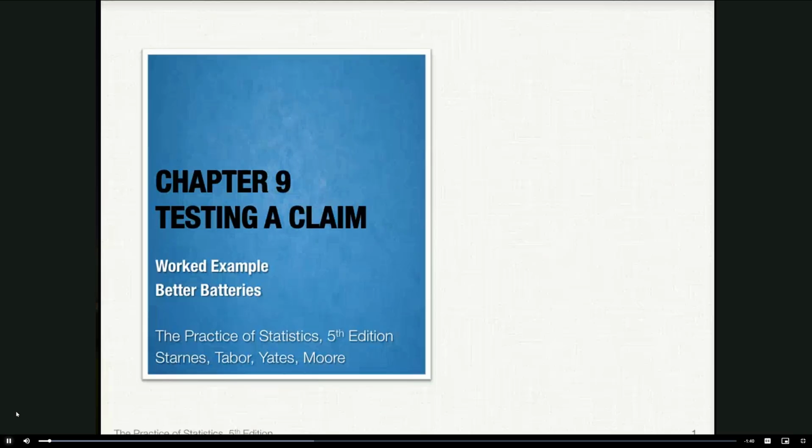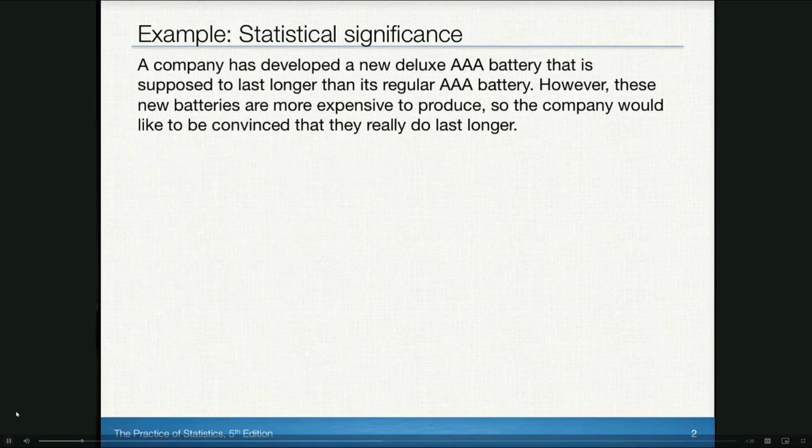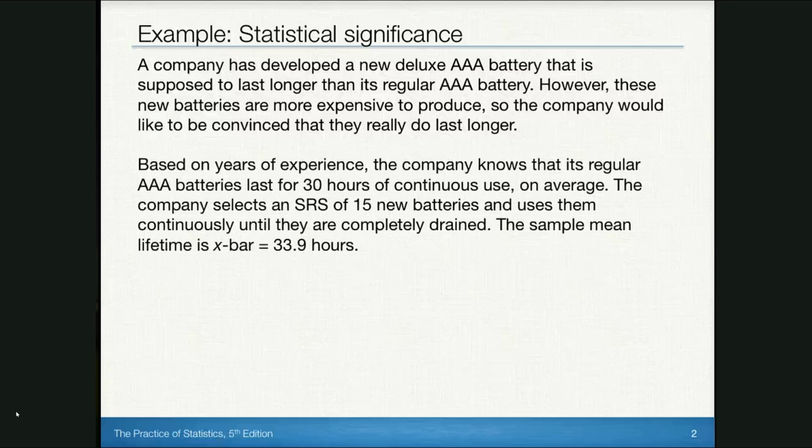Hi, this is Jason Molesky. In this example, we'll take a look at the concept of statistical significance. A company's developed a new deluxe AAA battery that's supposed to last longer than its regular AAA battery. However, these new batteries are more expensive to produce, so the company wants to be convinced that they really do last longer. Based on years of experience, the company knows that its regular AAA batteries last for 30 hours of continuous use on average. The company selects a simple random sample of 15 new batteries and uses them continuously until they're completely drained. The sample mean lifetime is x-bar equals 33.9 hours.